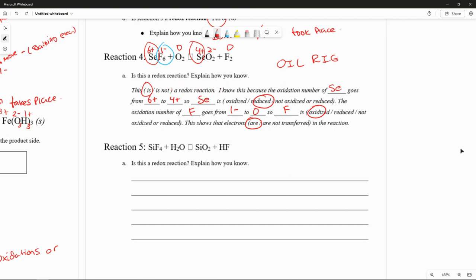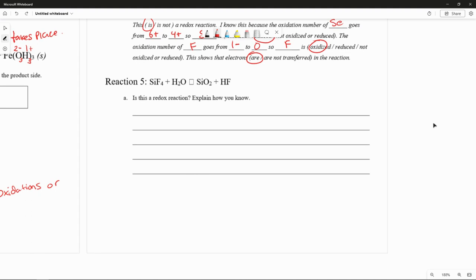All right. So the fifth one, quite simple as well. We know that F holds a 1 minus charge. 1 minus times 4 is negative 4, and there's 1 Si, so that is going to be a 4 plus to make the whole compound neutral. H2O, we know both of these. O is 2 minus, and H is 1 plus, and we have 1 plus times 2, which is 2 plus, and then 2 minus, which makes it a neutral compound.